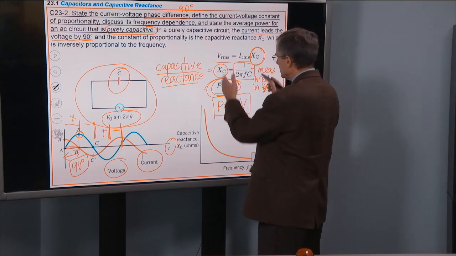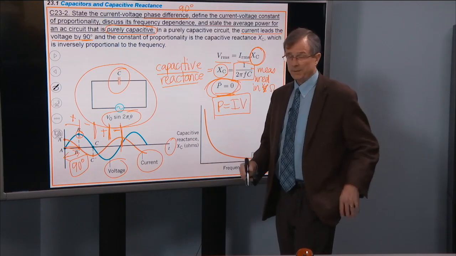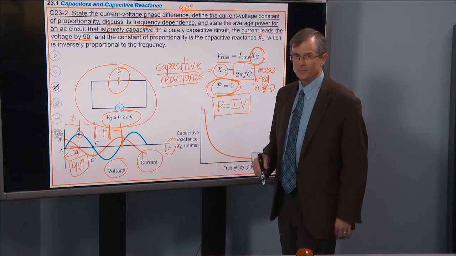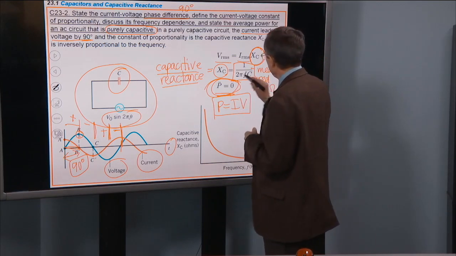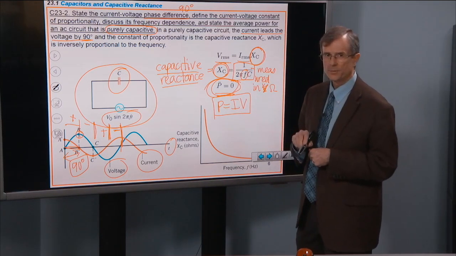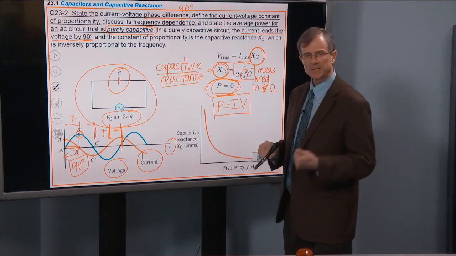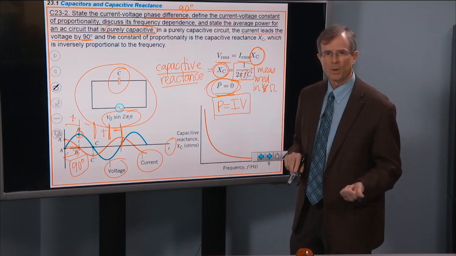So here's the capacitive reactance. How does it depend on frequency? Well, in the case of the resistor, it didn't depend on frequency, but this one does. And this capacitive reactance goes like 1 over the frequency. So as the frequency gets large, the capacitive reactance gets small.